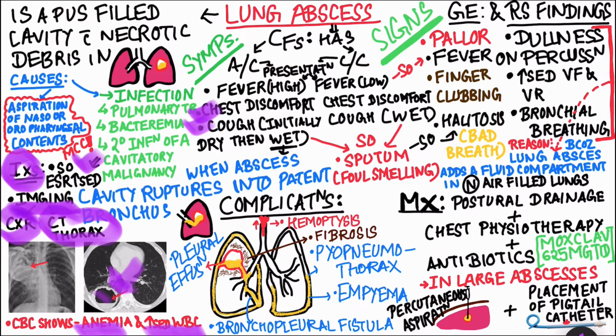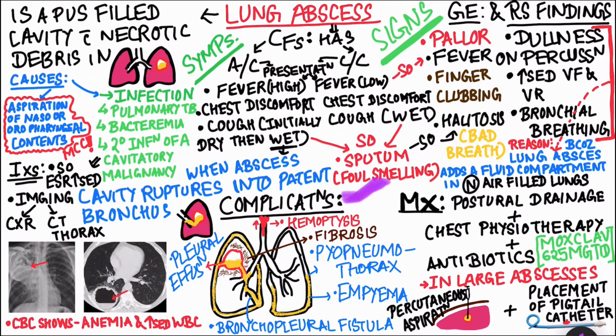Anemia, how will you remember this? Because in general examination, we have found pallor in case of lung abscess. So pallor is seen in case of anemia. So from that you can remember that anemia is one of the findings, and because it is an infectious state, the body has to give a response against the infection. So in that case we will have an increase in the number of WBCs, that is leukocytosis.